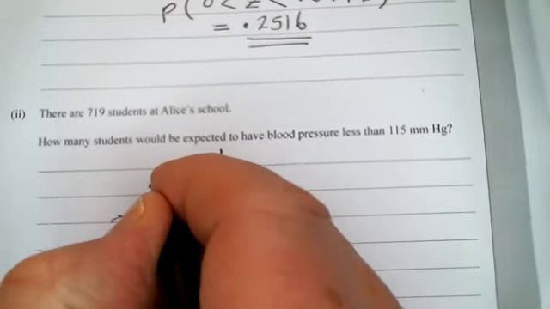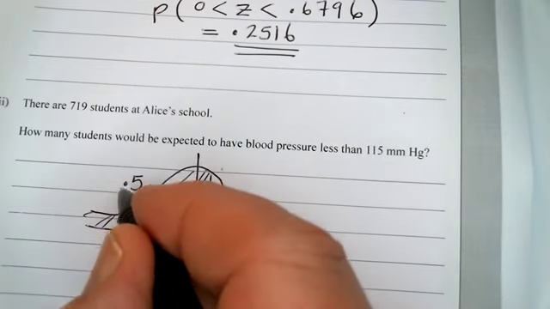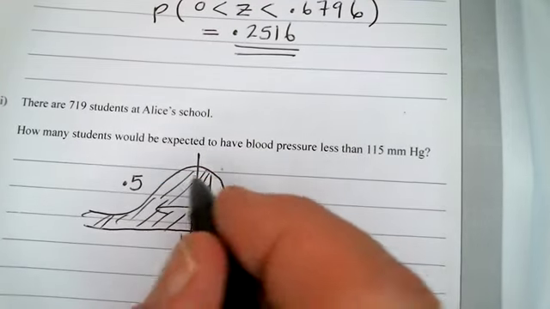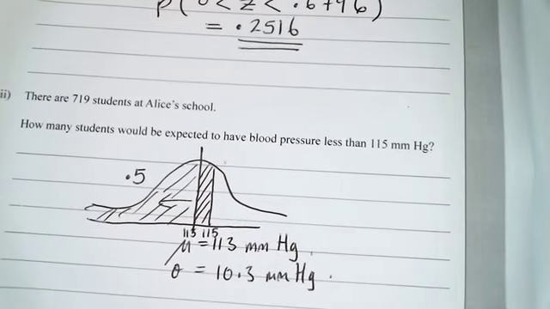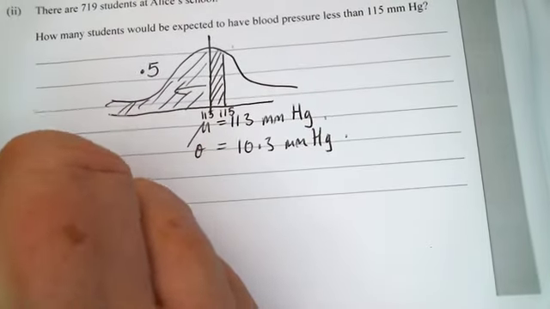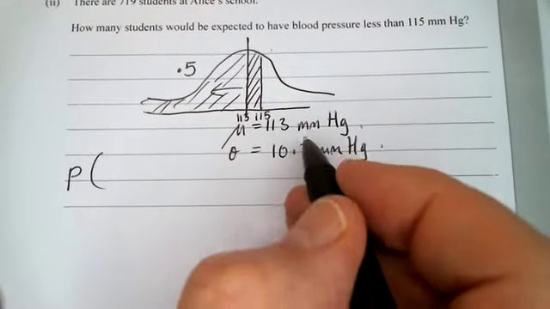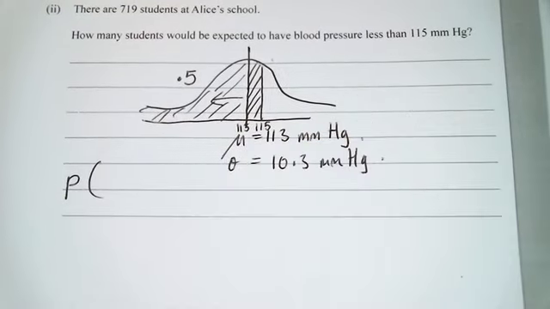So of course, this area on this side is 0.5. So if we find that little sliver there and add it to 0.5, we've got the whole probability of everything that's less than 115. So let's go ahead and do that now. We should be able to do that quite easily. So we're going to say the probability, and I'll find the Z value as we go along here.